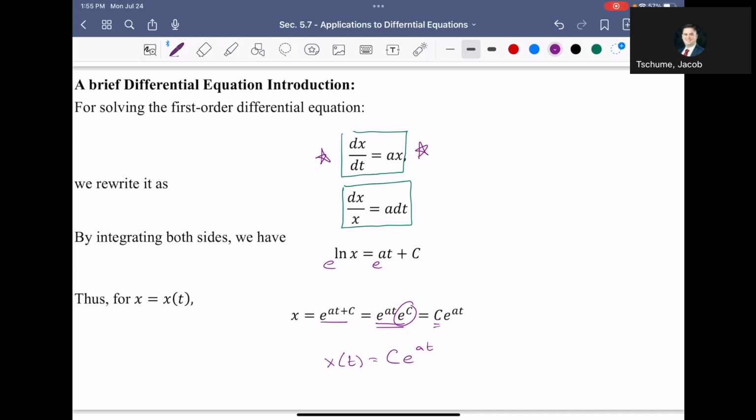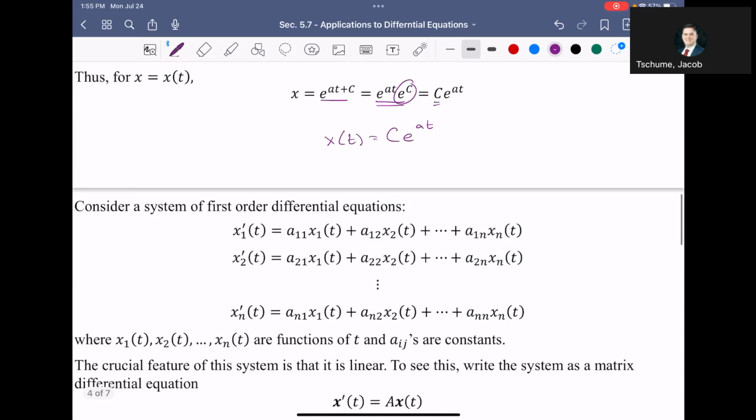Now that seems very, very simple, and because it is. This is one of the more basic differential equations that you can solve. But what we're about to see, and I'm going to come back to this slide in just a second, is how we can use this idea to set us up for success by using linear algebra to solve a more complicated problem. So let's look at this.